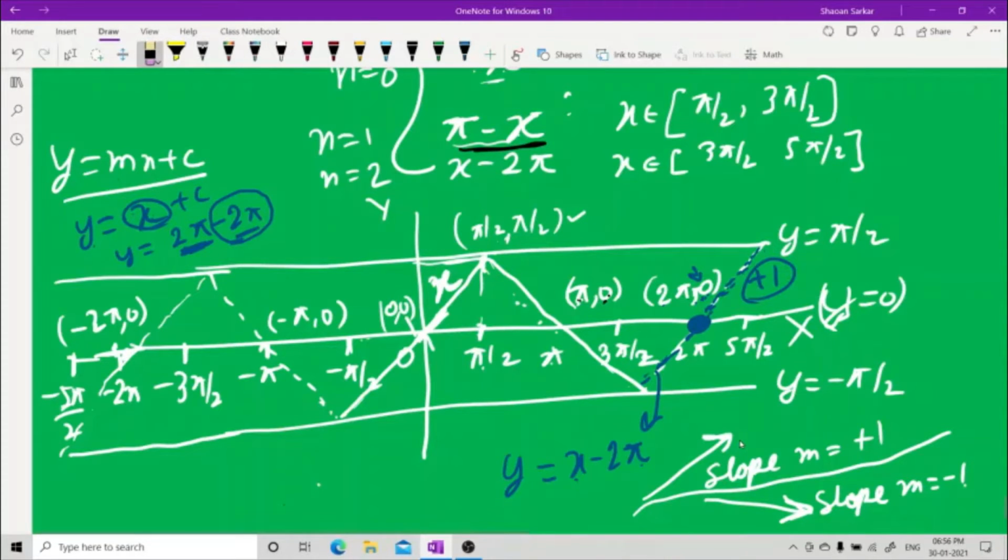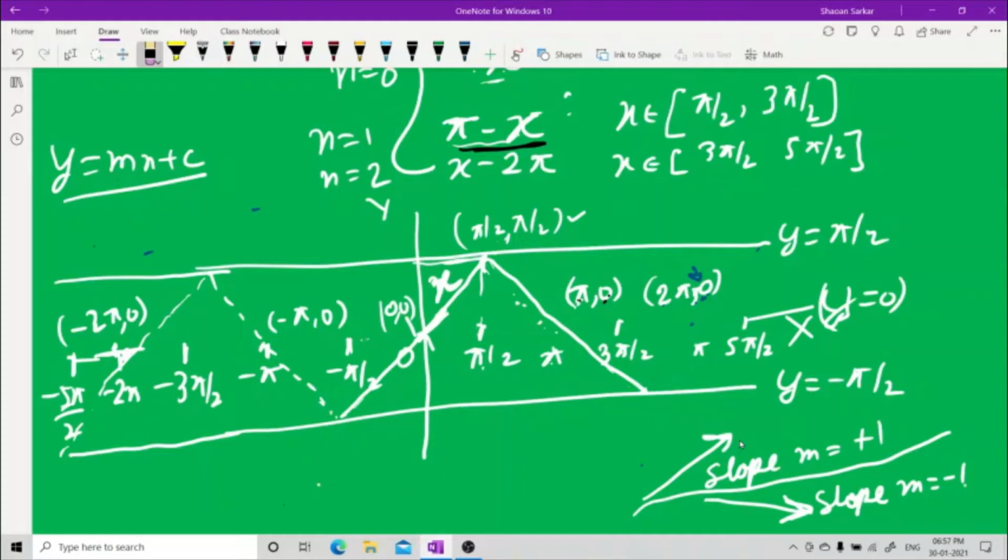Now, again, this side now. Wait a minute. Let me rub all this. Wait. Even the line, this line has gone. Wait a minute.